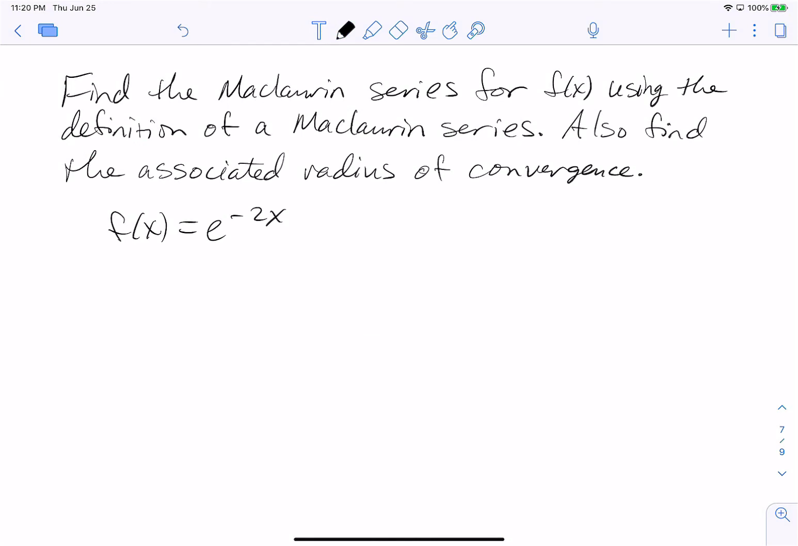Go ahead and find the first three derivatives, let's say, and then see if you can come up with a general pattern for the nth derivative. Pause the video, come back when you're done with that.